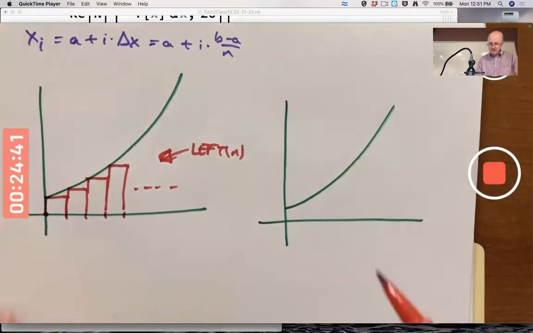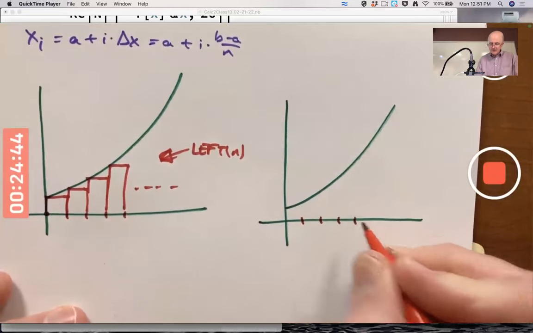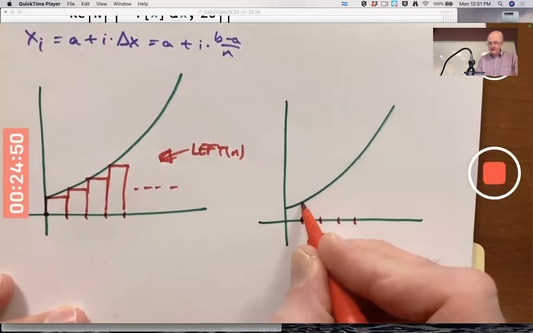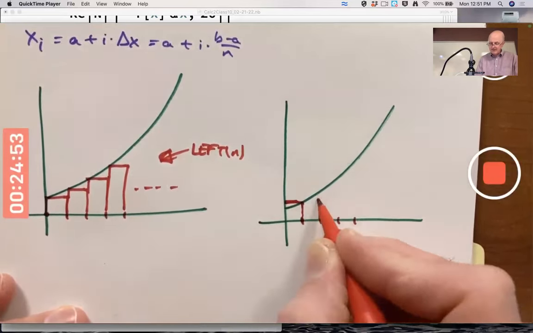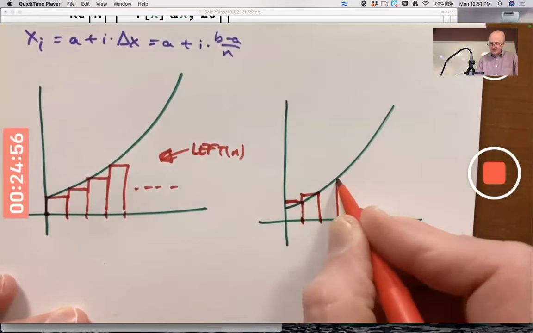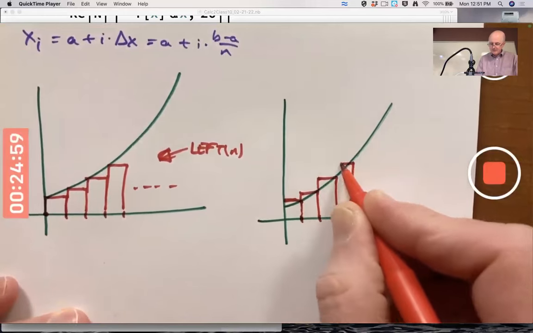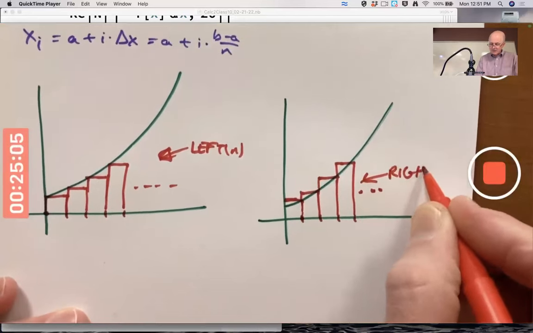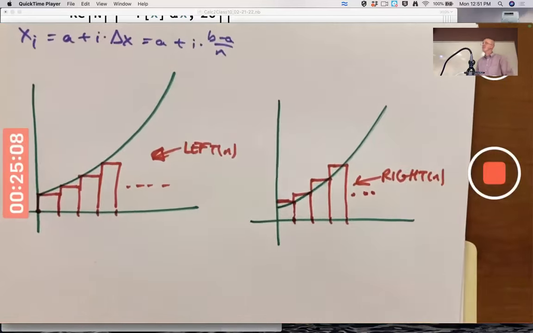Once again, draw the subintervals. For each subinterval, go to the right-hand endpoint to determine the height of the rectangle. Go up to the graph and over, backwards like that. And you can see these rectangles are going to have an area too big. Keep going, etc. The sum of those areas is right of n. So when the function is increasing, the left-hand sum is going to be too small and the right-hand sum is going to be too big. When the function is decreasing, it reverses. For a decreasing function, the left-hand sum is too big, the right-hand sum is too small.